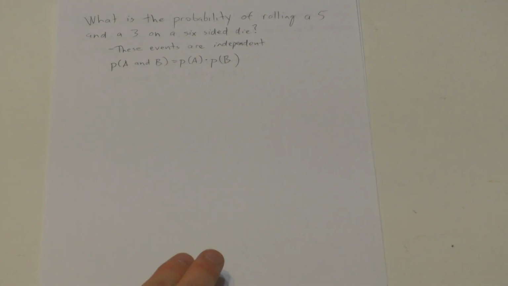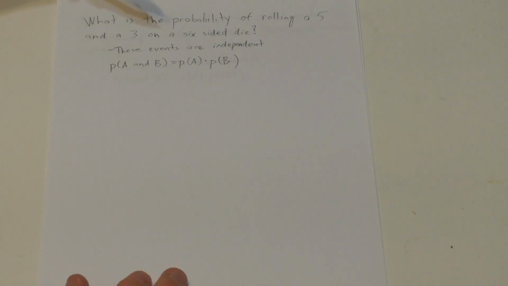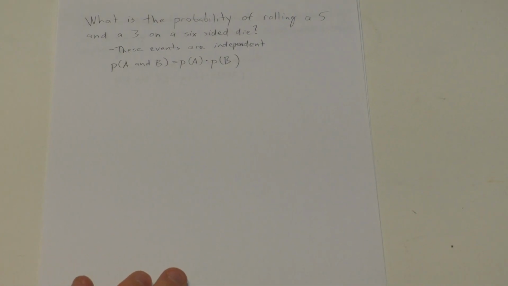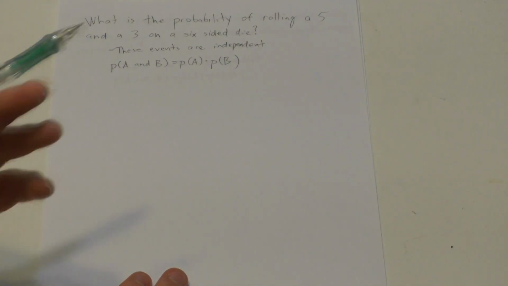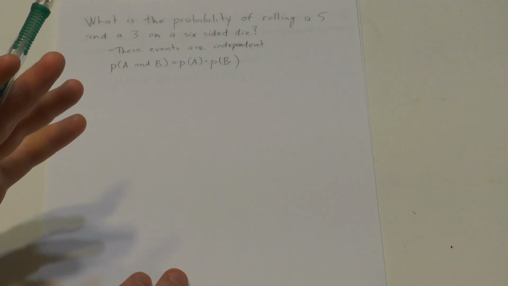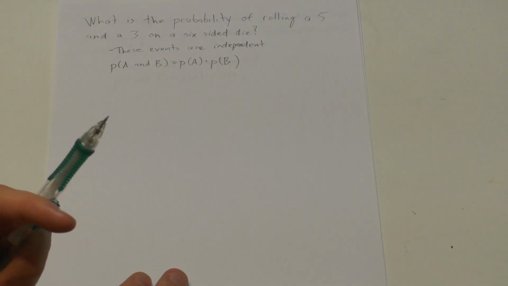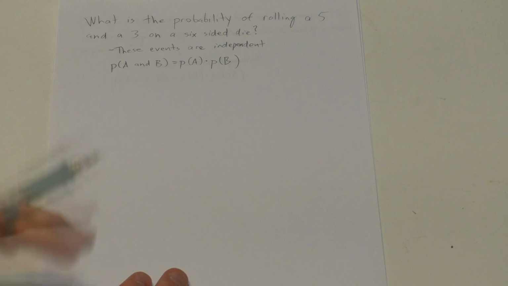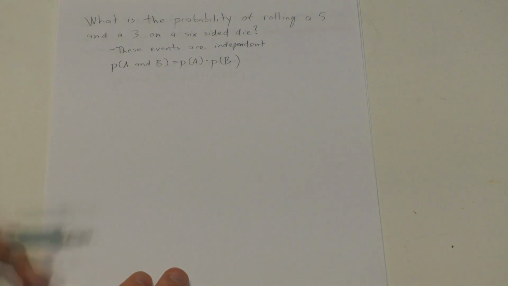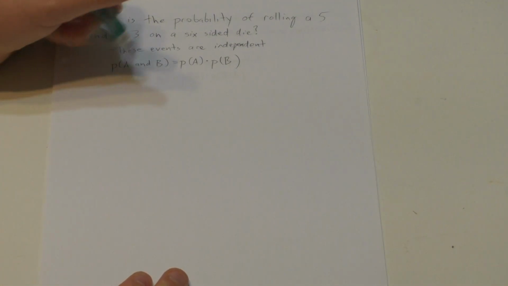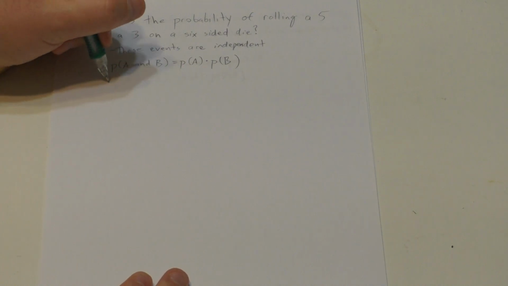So, first one: what is the probability of rolling a 5 and a 3 on a 6-sided die? These events are independent. If I throw a 5, it will not affect whether or not I'll roll a 3 the next time. Whatever I roll the first time won't affect the probability the second time, so these are independent events.